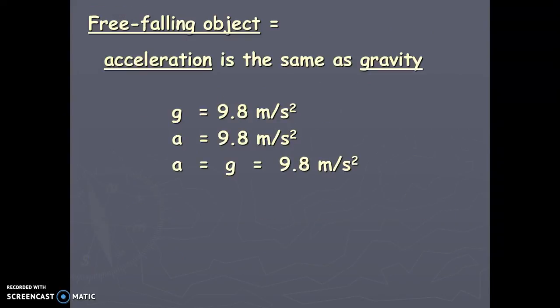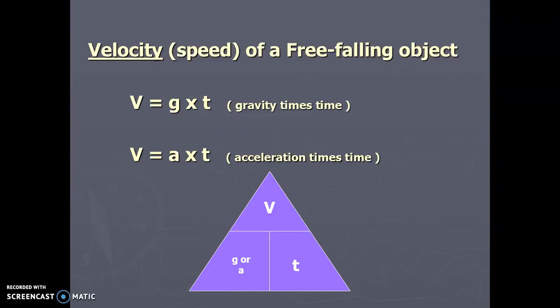For a free falling object, the acceleration is the same as gravity, which is 9.8 meters per second squared. And the velocity of a free falling object has a couple different formulas, but they mean the exact same thing. The G and the A are the same thing. Velocity equals gravity or acceleration, G or A, times time.